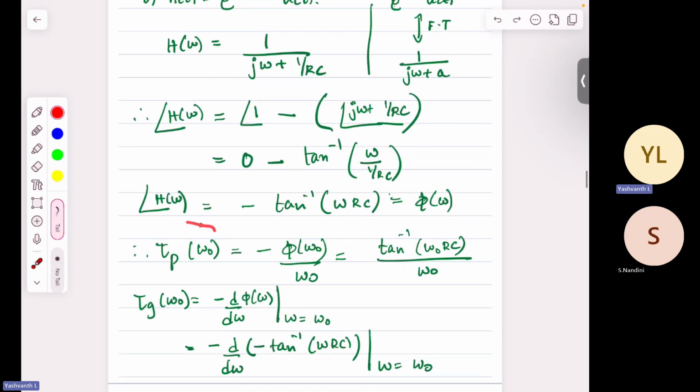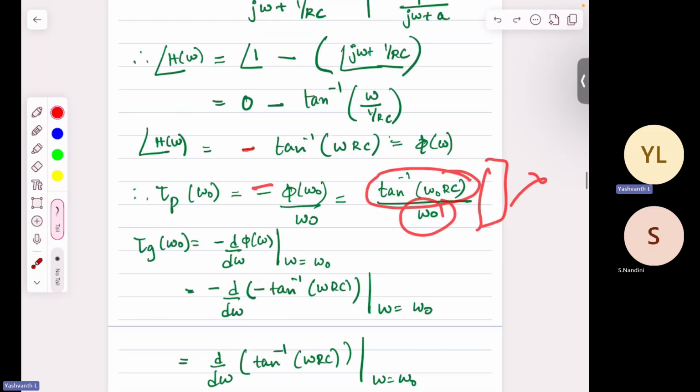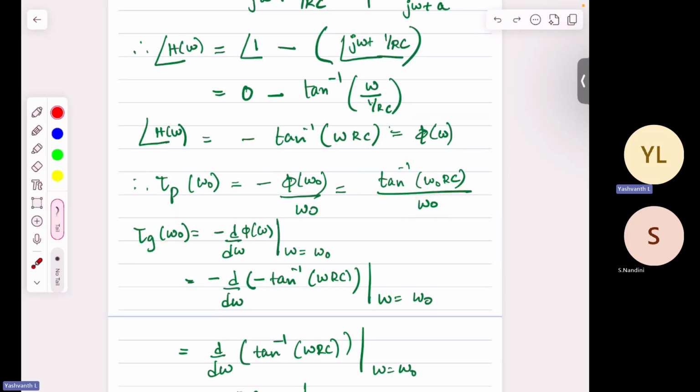That means, what is phase delay? Phase delay is minus phi of omega naught by omega naught. So minus and minus cancel. So it's just tan inverse omega naught RC by omega naught. We cannot simplify this further. What is group delay? Minus d by d omega of phi of omega at omega equals omega naught. That is, you differentiate minus tan inverse of omega RC and put omega equal to omega naught.